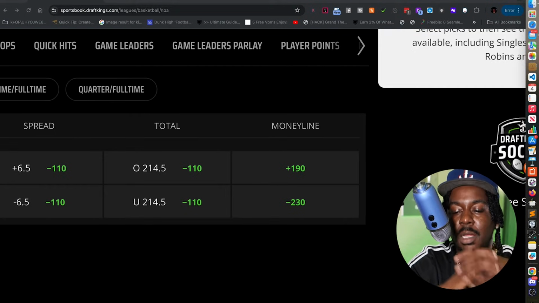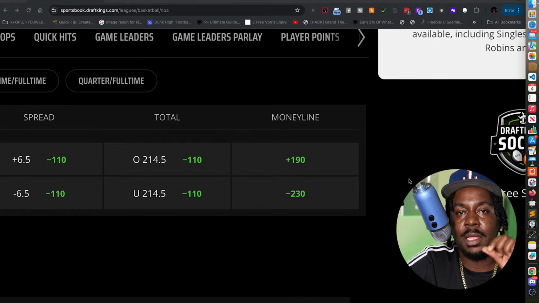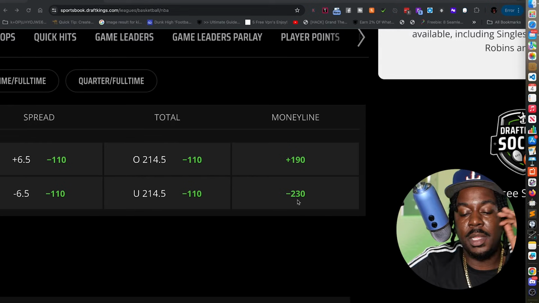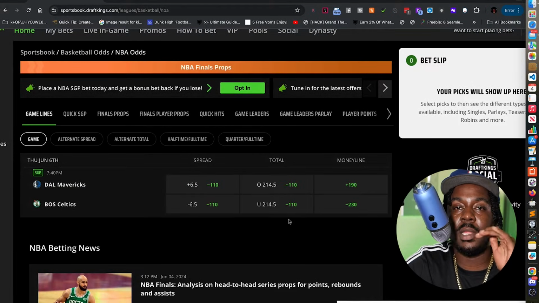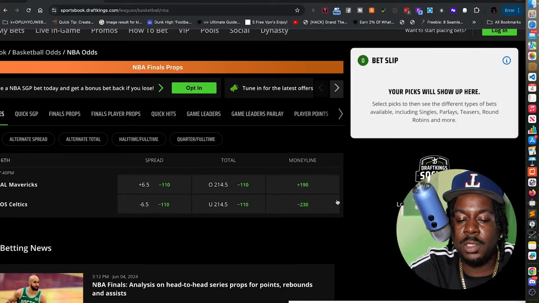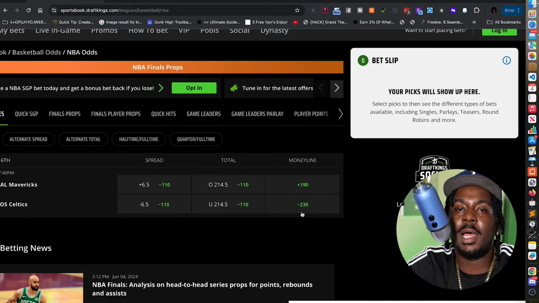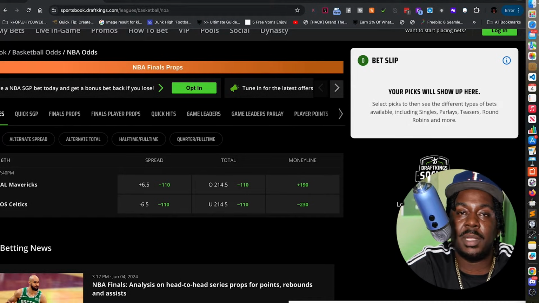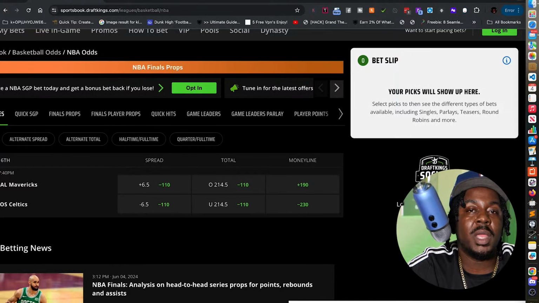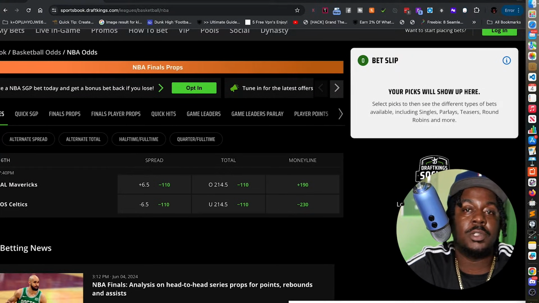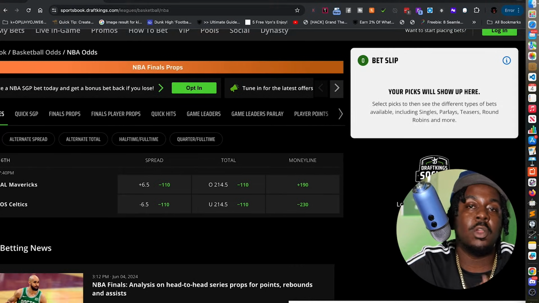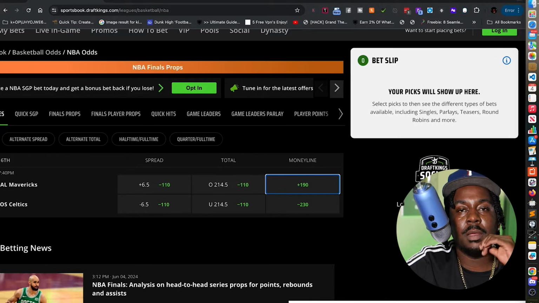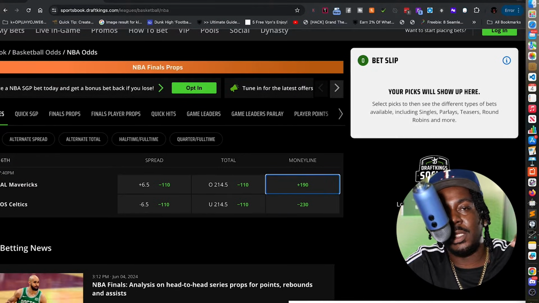Now let's dive into what these numbers actually mean. If it's a minus sign, that number always tells you how much you would need to bet to win $100. In this case, you would need to bet $230 just to win 100. So ultimately, if you were to bet $230 and the Celtics win that game, you would win $100. Once again, if it's a plus sign, the number tells you how much you win if you bet 100. So if you bet $100 on the Mavs and they win, then you would win $190. And you'd ultimately get back $290 because it's what you win plus your initial bet.